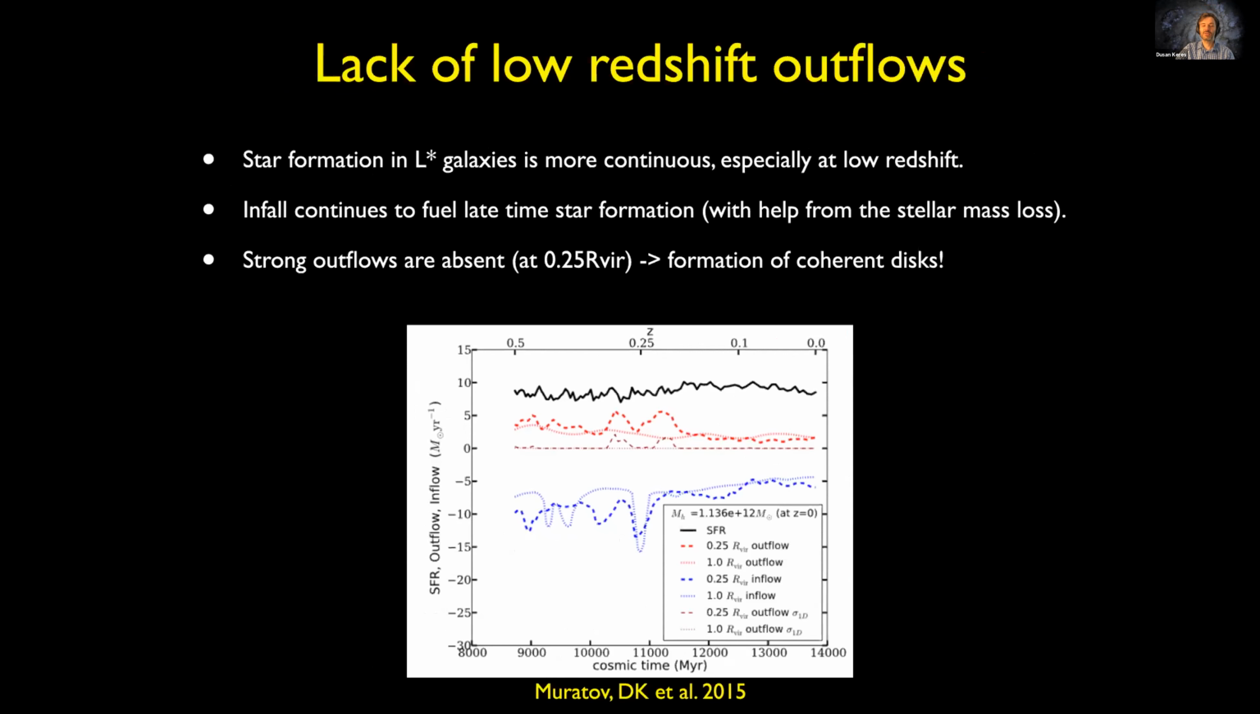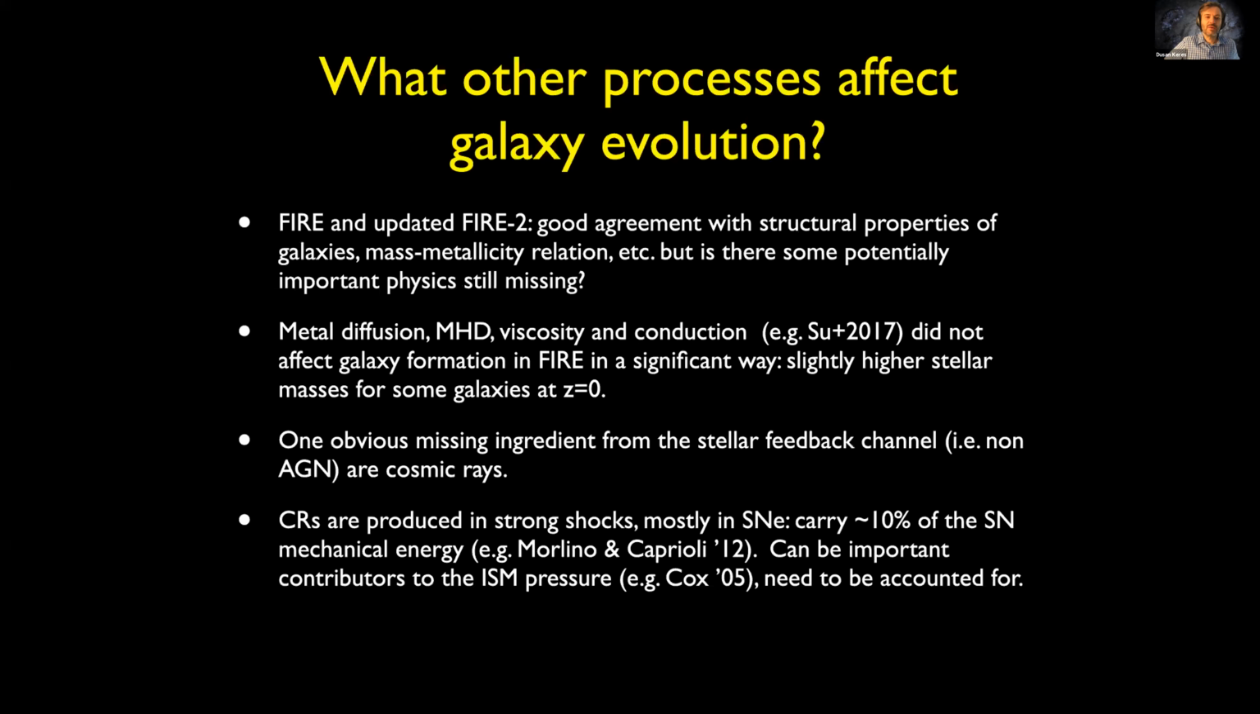So one can say, okay, this is great, everything works fine, but it turns out that we didn't include all the physics that we think was relevant. And also, as we improve the simulation, some minor issues start popping up here and there. So we had good agreement with structural properties of galaxies, the mass-metallicity relation, and then we wanted to see if adding extra physics can change something.